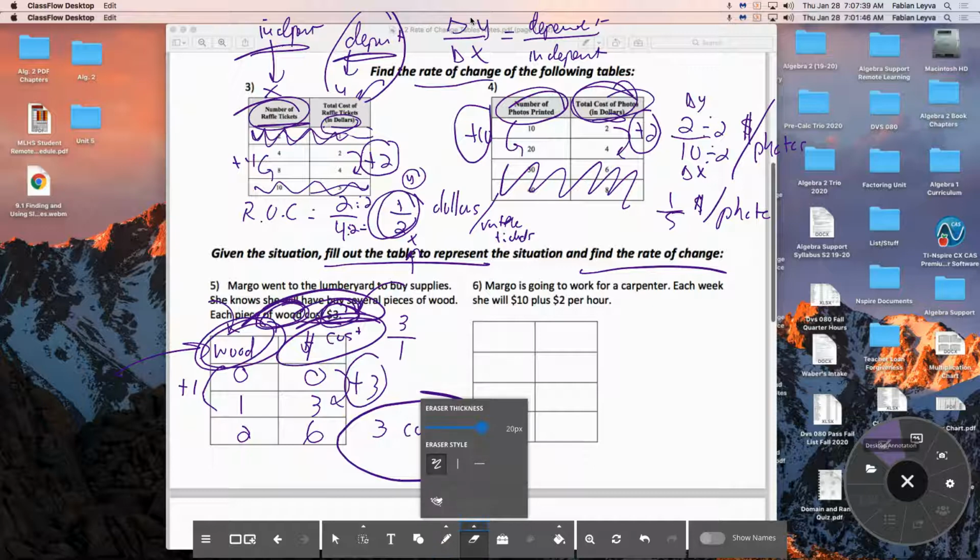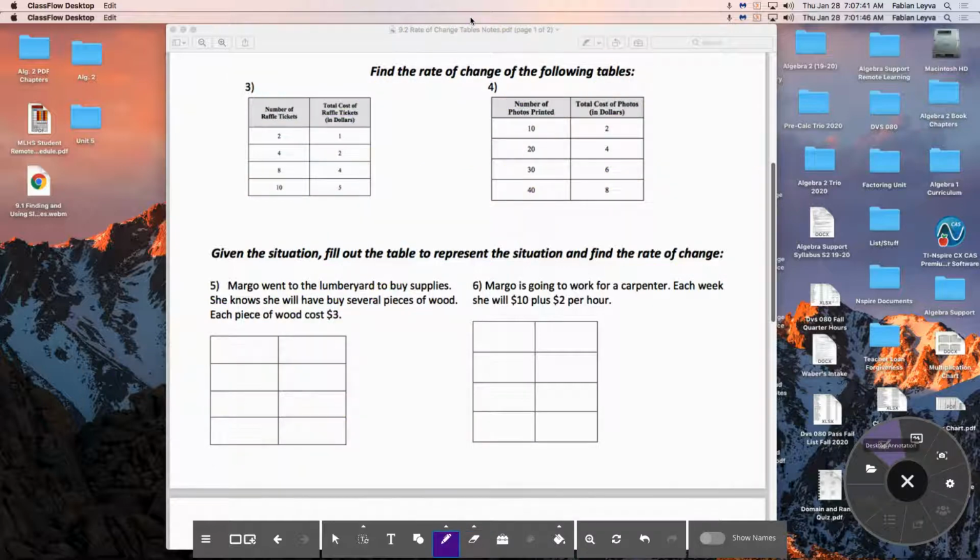All right, so I'm going to erase this so that way I have room to do the other one. So Margot's going to work now for a carpenter. Each week she will earn $10 plus $2 an hour. So what is going on here? She's going to work for a certain amount of hours, and then she's going to get paid. So that means that we're going to have hours on our left, and we're going to have money or dollar signs on the right, pretty much how much money she's earning.